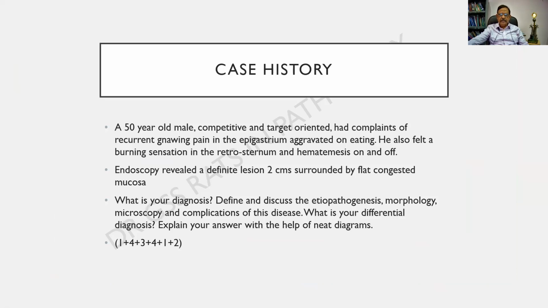I start with the case history. A 50-year-old male, competitive, target-oriented, had complaints of recurrent gnawing pain in the epigastrium. It has been aggravated on eating. He also felt a burning sensation in the retrosternum and complaints of hematemesis on and off. Endoscopy revealed a definite lesion about 2 centimeters in diameter surrounded by flat congested mucosa.